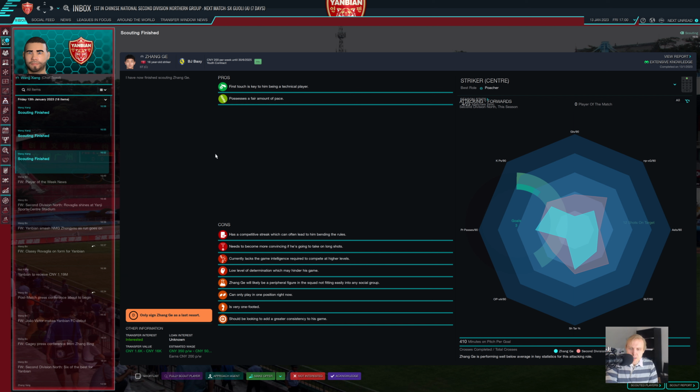So, as you can see, I'm looking at one of these scouting reports that have come up. This player is with Beijing Baxi. This is Zhang Ge. And we have a lot of things that are wrong with this player. But one of the things that I notice here is this should be looking to add a greater consistency to his game.